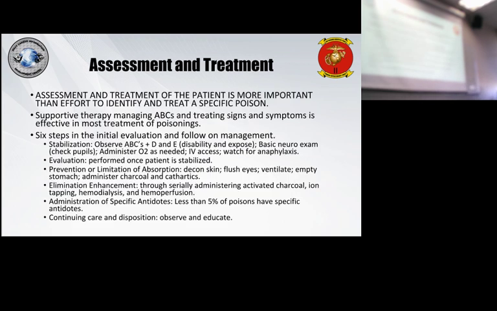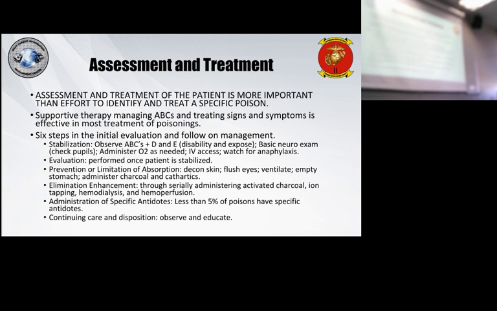So we're going to discuss assessment and treatment first. Assessment and treatment of patients is more important than effort to identify and treat the specific poison. So supportive therapy, managing ABCs and treating signs and symptoms is effective in most poisonings. There's going to be 6 steps in the initial evaluation and follow-on management.